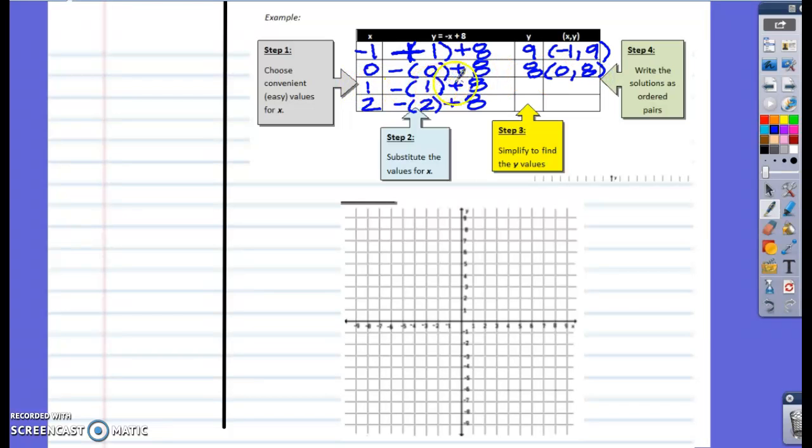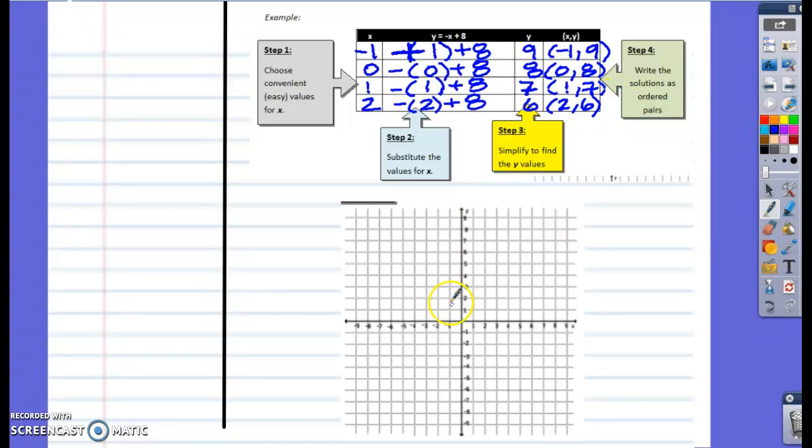This time we have -1 plus 8. Your answer will be positive because 8 is bigger than 1 and 8 is positive, so we'll get +7. And the last ordered pair is -2 plus 8. So we have a positive and negative. 8's bigger. Subtract them. You get 6.